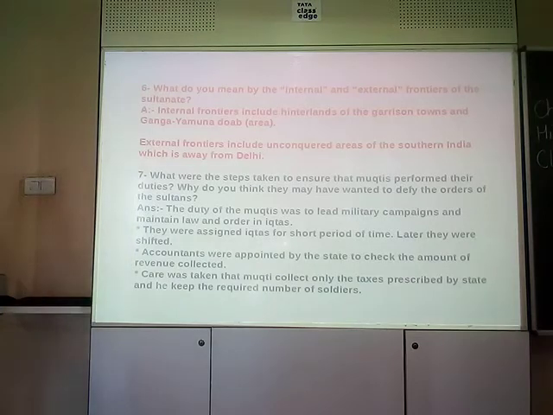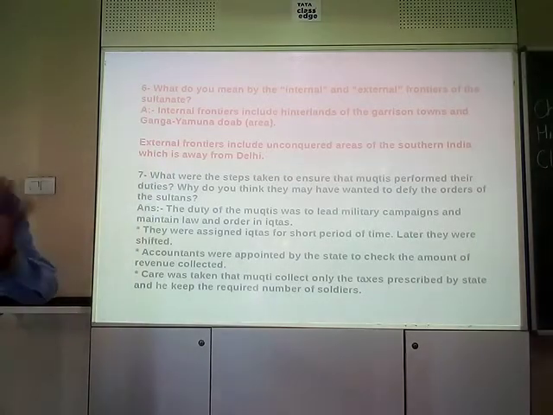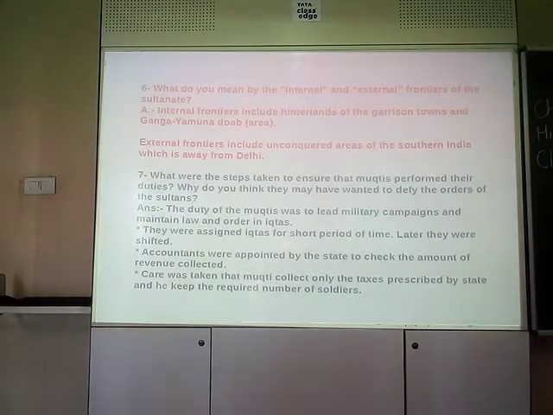Clear? This was a common thing. First you have to concentrate on the internal frontier, and then on the external frontier. Answers were very easy.